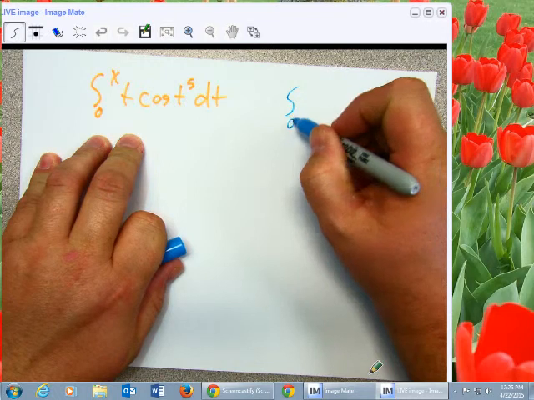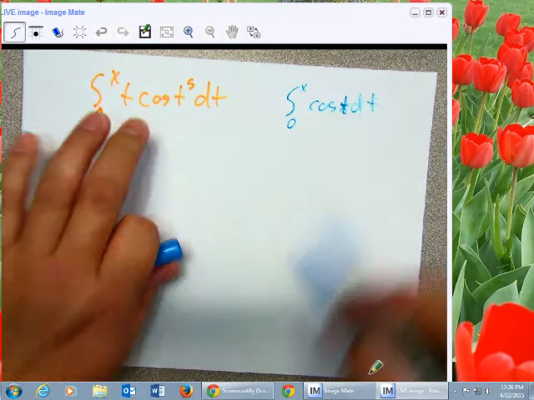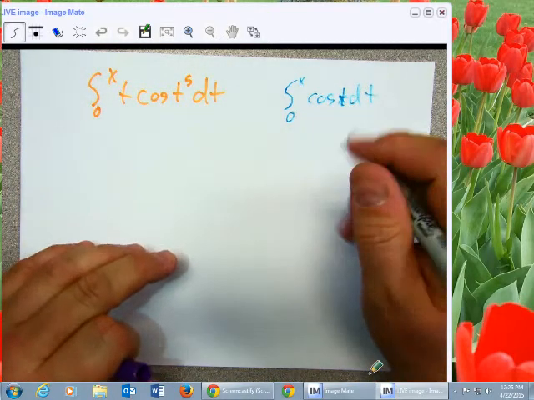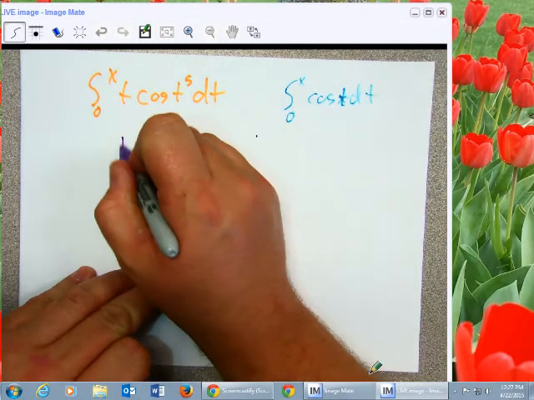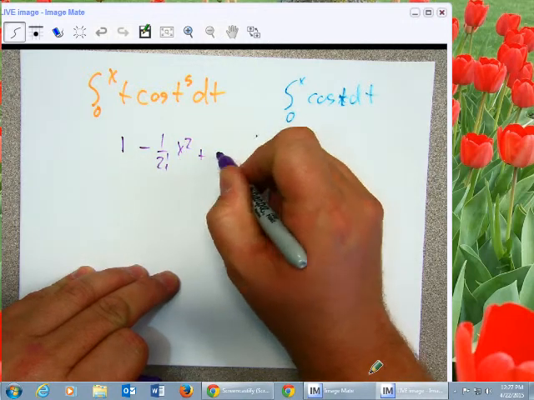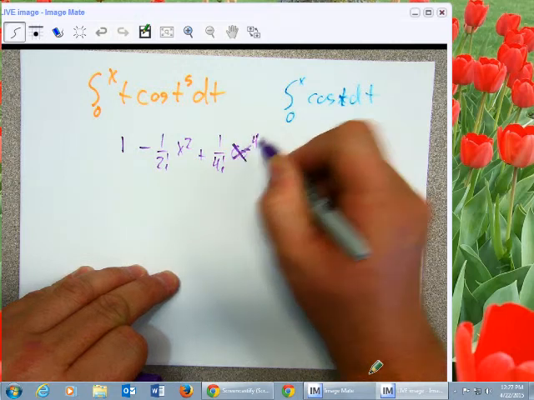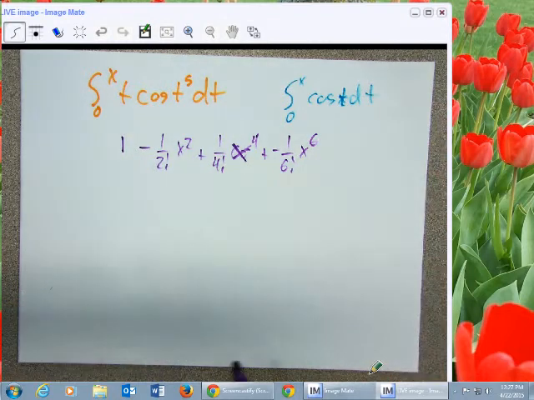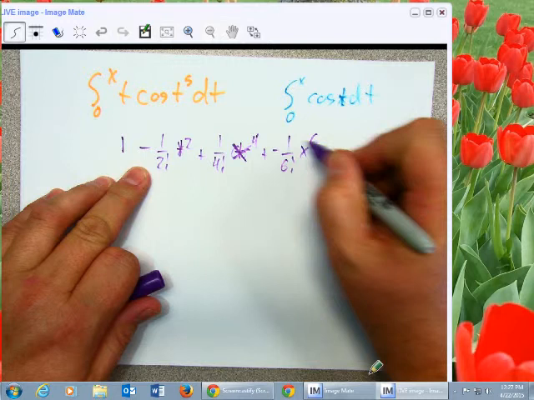If I simply wanted to go 0 to x on an integral for cosine t dt, we would simply use the pattern. And the pattern, of course, for cosine, if we go back and refer to it, is 1 minus 1 over 2 factorial x squared plus 1 over 4 factorial x to the fourth, minus 1 over 6 factorial x to the sixth. That's our standard form. That would be if it were just a straight up cosine. Of course, since it's cosine t, these would need to be t's.